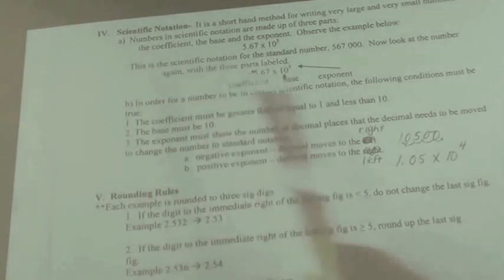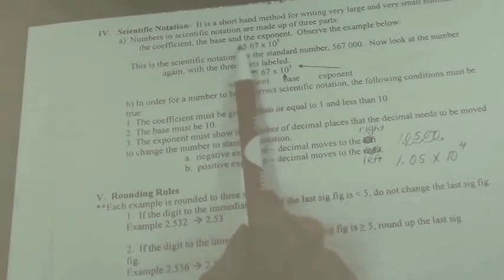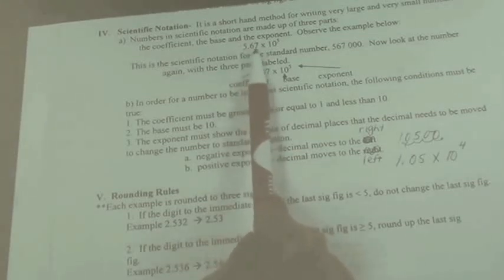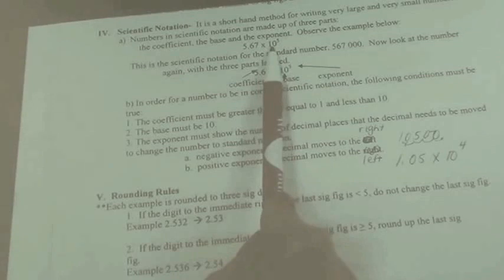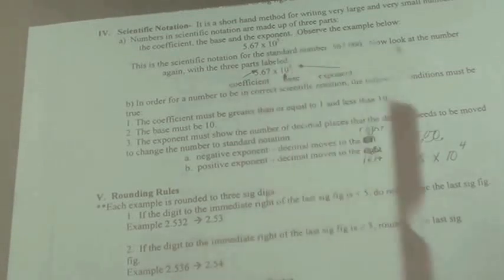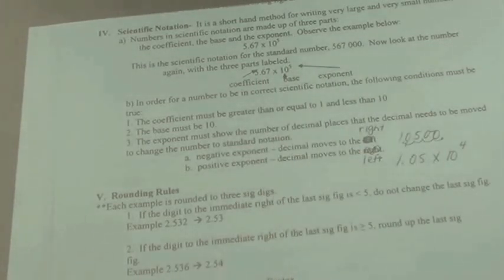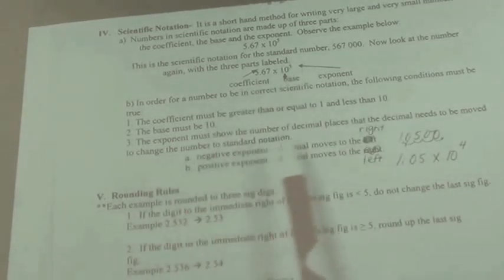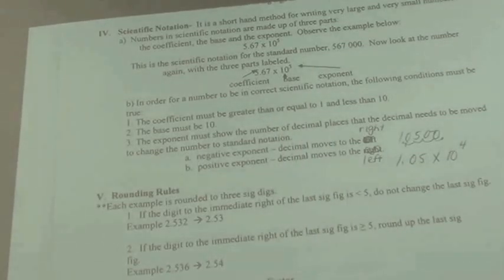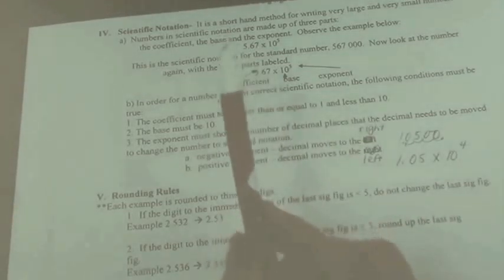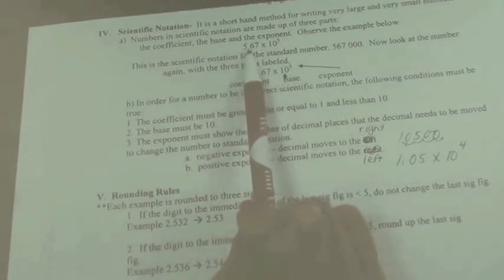There are 3 parts: the coefficient, the numbers before the x, all of these are significant, the base, and the exponent. The coefficient must be greater than 1 and less than 10. The base must be 10, and the exponent shows the number of times the decimal was moved in order to get the number into scientific notation. What you should take out of this is there's always a decimal after the first integer in scientific notation.